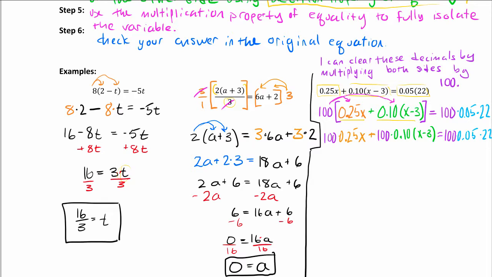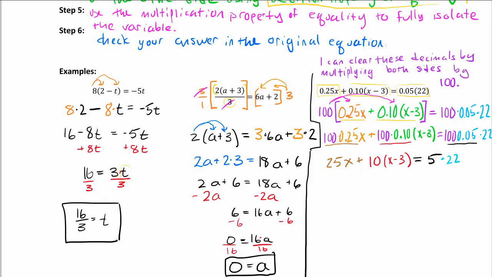Okay, now I'm going to start doing some multiplication, and I'm going to start my multiplication on each of these terms from left to right. That means I'm going to do 100 times 25 100ths, that's 25 times x, plus 100 times 10 100ths, just multiplying left to right, that gives me 10, and then that's going to get multiplied by x minus 3. And that whole thing is equal to 100 times 5 100ths, which is just 5, times 22.